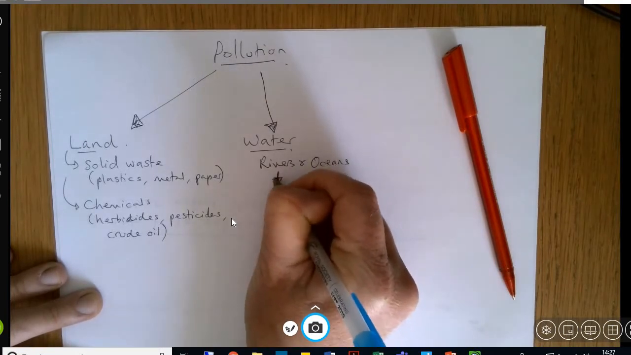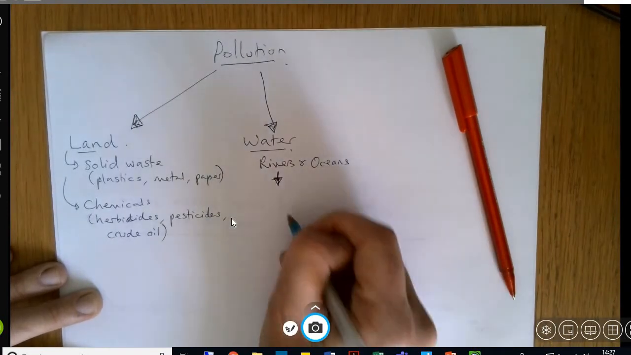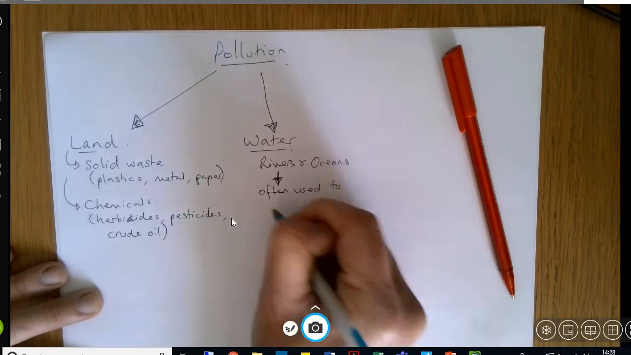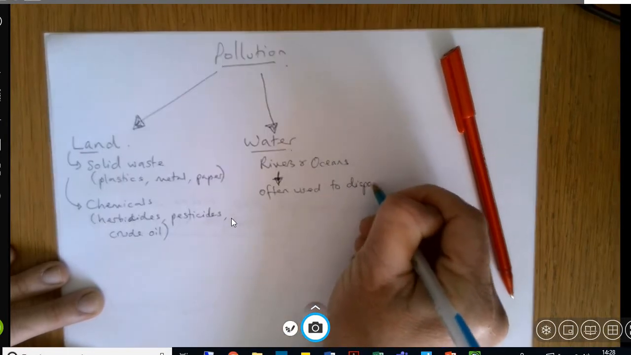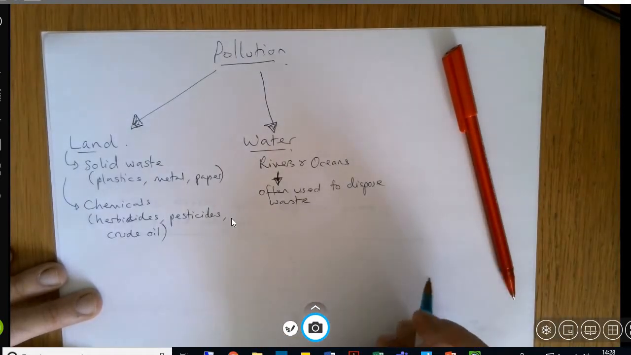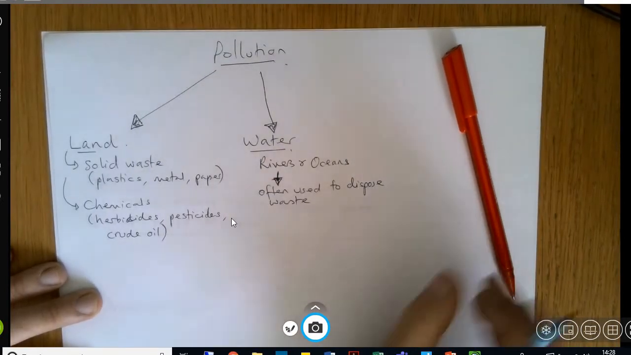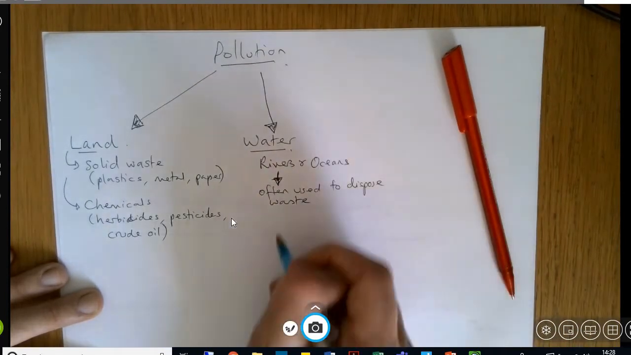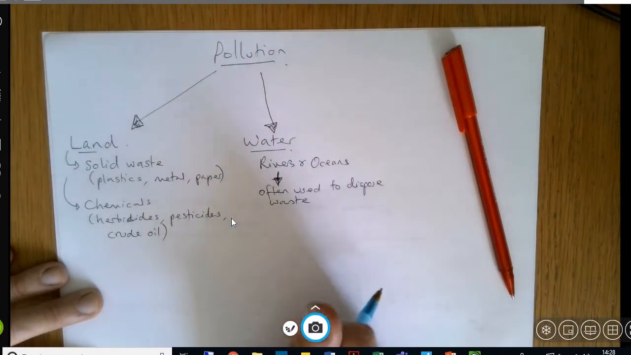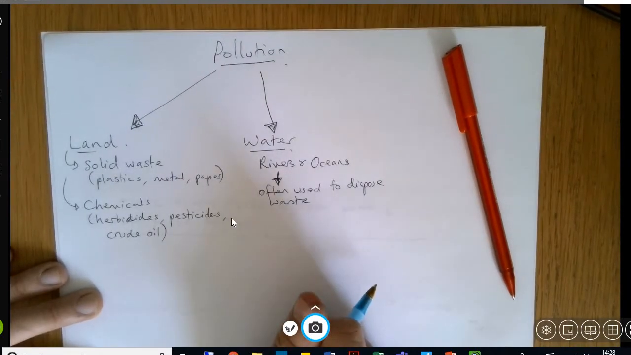So, how do they get polluted, first of all? Well, they're often used, obviously, to dispose of waste. You will have no doubt seen images of oceans that have had waste dumped in them. You might have also seen rivers where things have been dumped, and they obviously travel. The rivers may transport that waste out to the oceans, but equally it may be dumped in the oceans already.